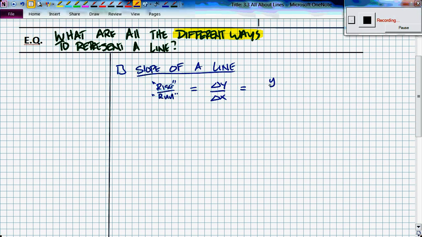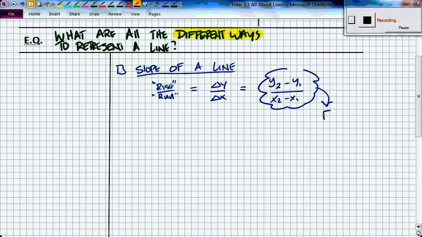No, that's not the formula at all. We're getting to that later in the lesson, though. Yeah, Julia. You mean y sub 2 minus y sub 1 over x sub 2 minus x sub 1. Yeah, you got it. That's it right there.